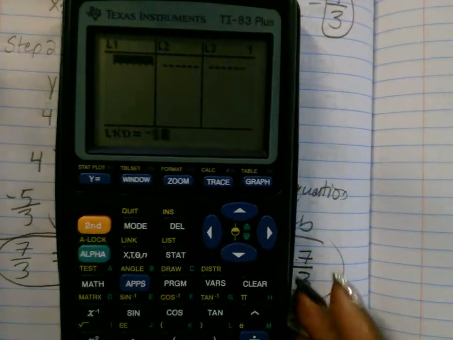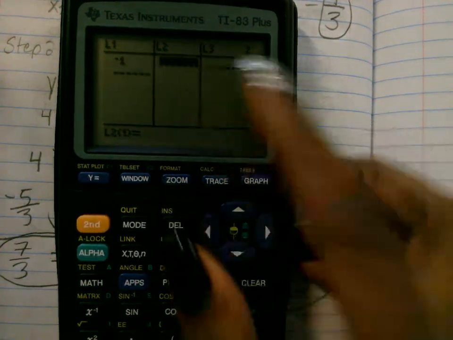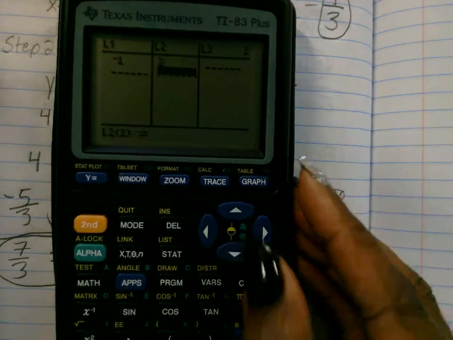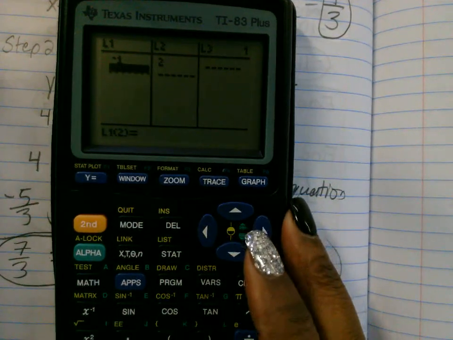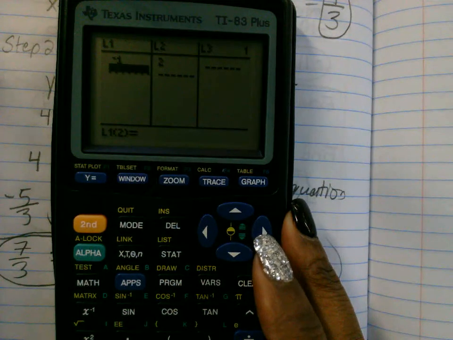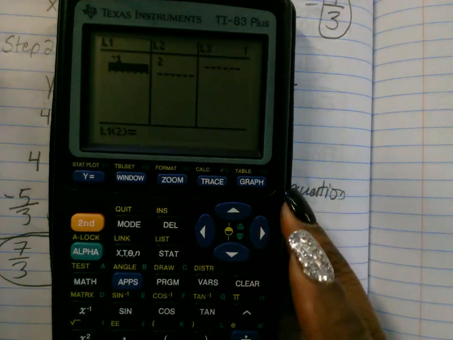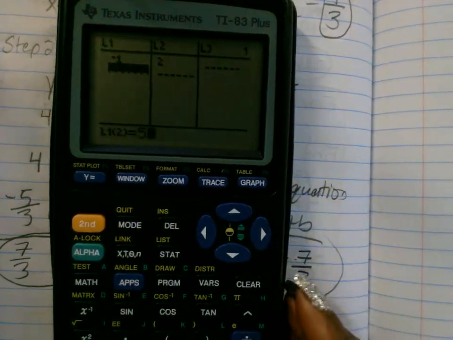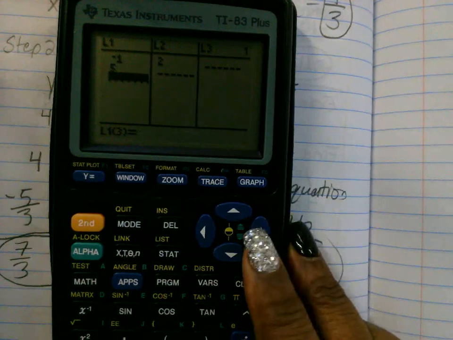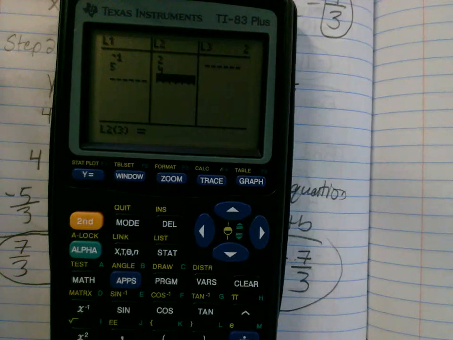So the ordered pair, -1 and 2. -1. Down and then over. We're going to press 2. That's that first ordered pair. Use your arrow button down. Go back over and type in the next ordered pair. Let's type in the second point. 5. Press the down arrow over. And then let's type in 4. So you have your 2 ordered pairs.